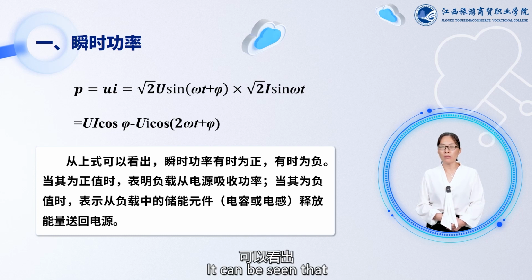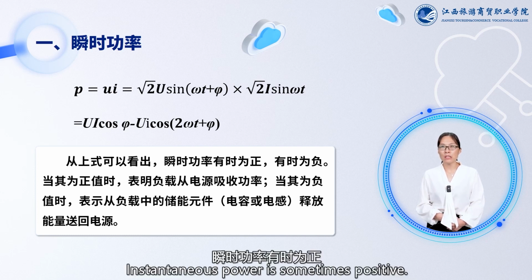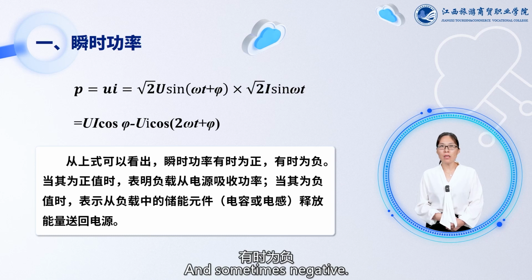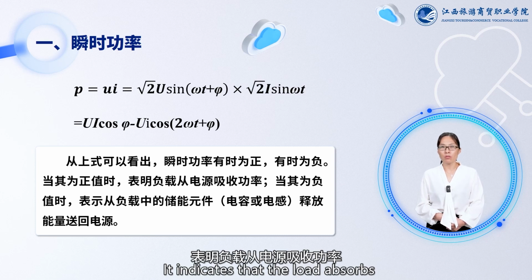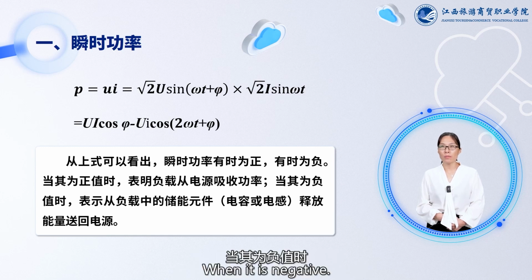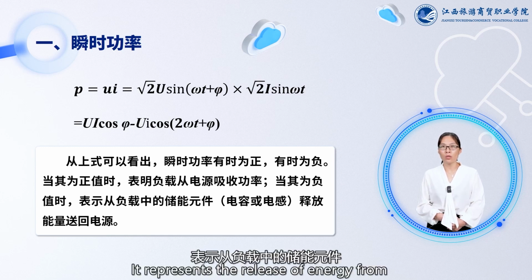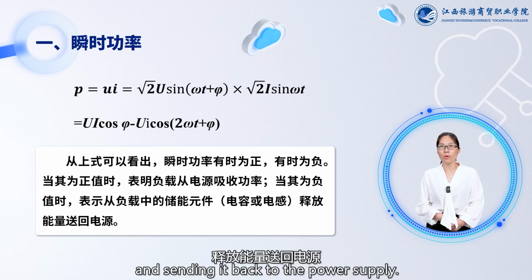It can be seen that instantaneous power is sometimes positive and sometimes negative. When it is a positive value, it indicates that the load absorbs power from the power supply. When it is negative, it represents the release of energy from the energy storage element in the load and sending it back to the power supply.